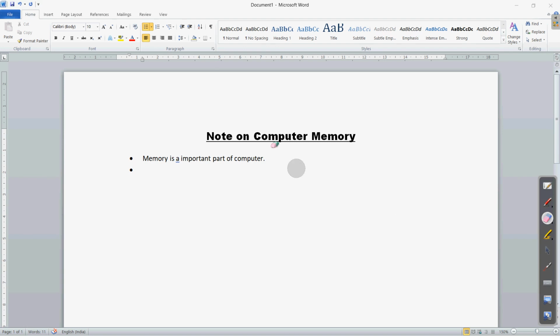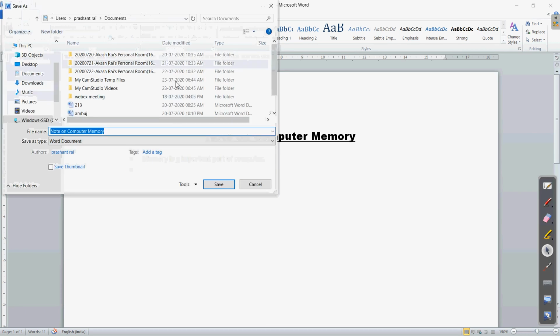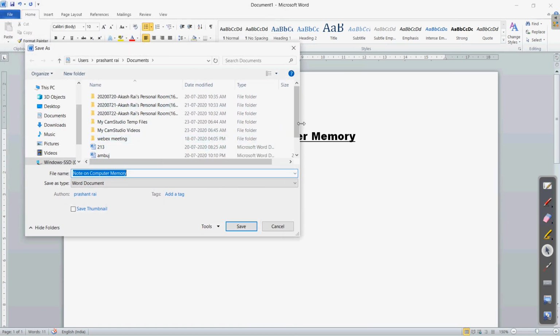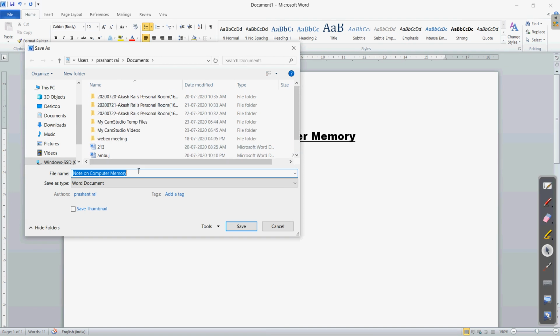So now suppose I have written a paragraph on this. After writing, how do you save it? You can click directly on the quick access toolbar save button, or you can go to the File menu and click on the save button. Clear? When you click save, it will ask you to write the name of the file, whatever you are writing. Clear? Whatever file you want to write, you have to save it.